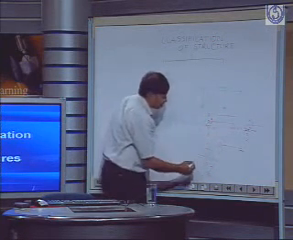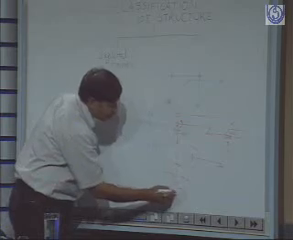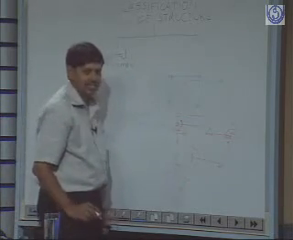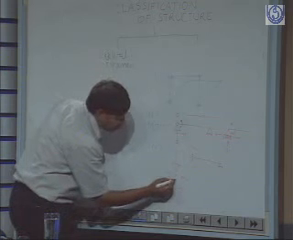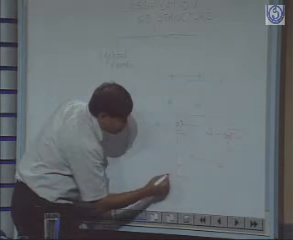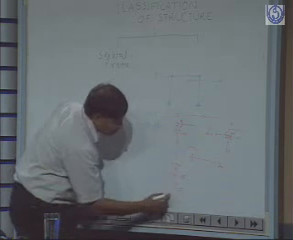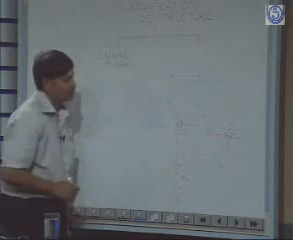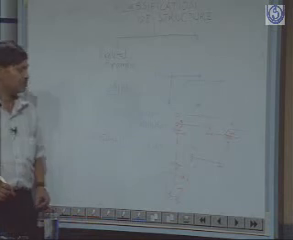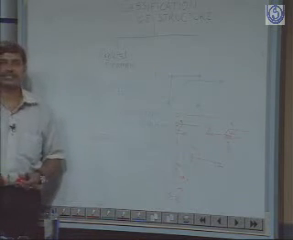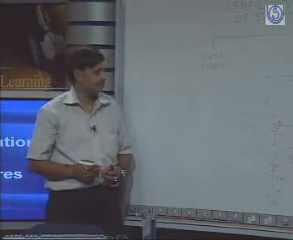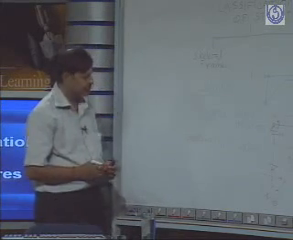So in the case of a rigid joint, all the three types of movement are restrained. So neither can it move in this direction, nor can it move in this direction, nor can it rotate in this direction. So all the three types of movement are restrained in the case of a rigid joint.